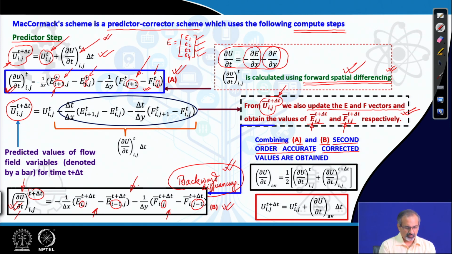Finally, with the del u bar del t value that you have assessed, you sum it with del u del t which you had assessed in the earlier step, take an arithmetic average, and that gives you the average del u del t value. That is what you fit into the equation obtained from the Taylor series expansion in order to move the solution to the next time step. So that is how the prediction and correction are done in two sub steps in order to move the solution to the new time step.